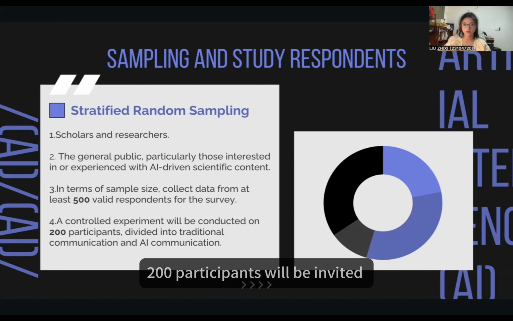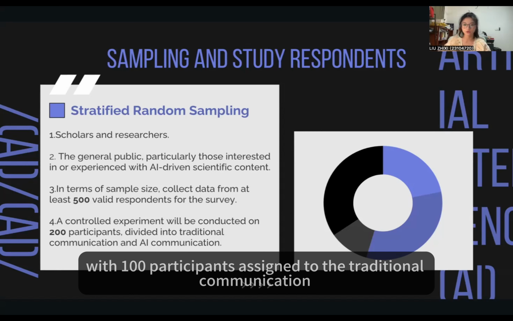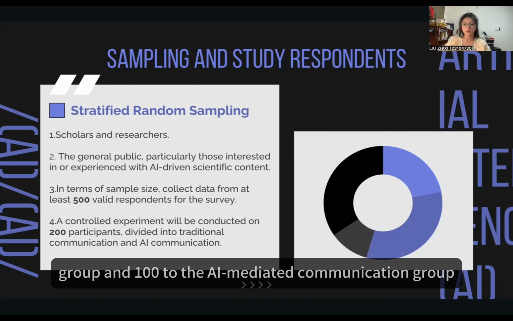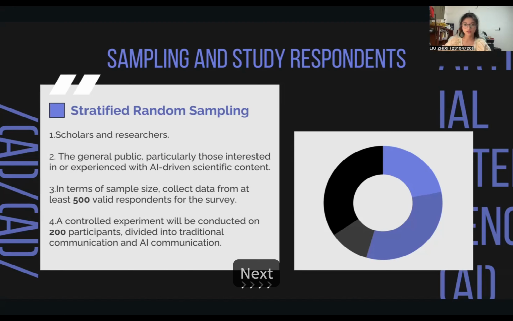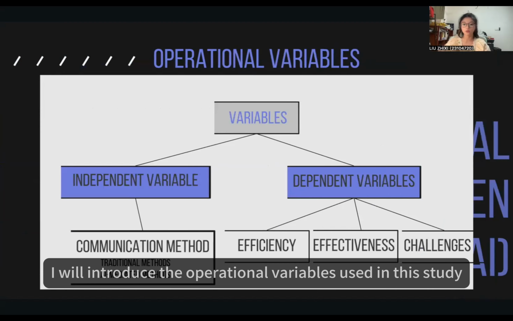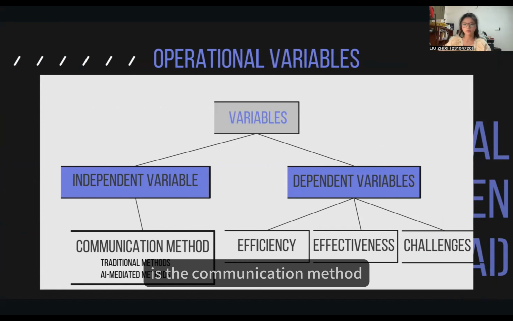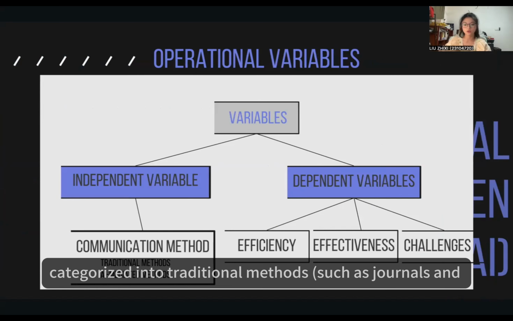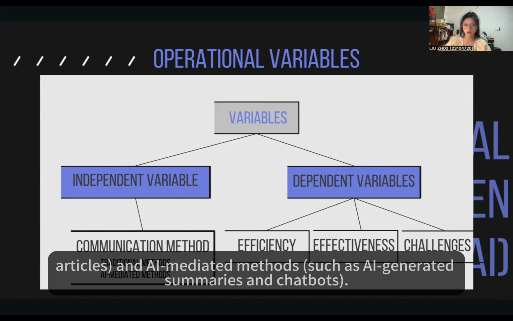Additionally, 200 participants will be invited for the control experiment, with 100 participants assigned to the traditional communication group and 100 participants to the AI-mediated communication group. Next, I will introduce the operational variables used in this research. The independent variable is the communication method, categorized into traditional method and AI-mediated method. Traditional methods include journals and articles, and AI-mediated methods include AI chatbots.